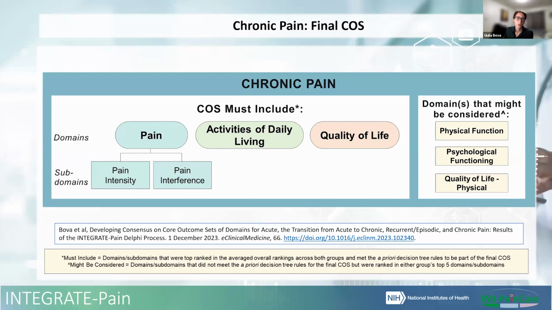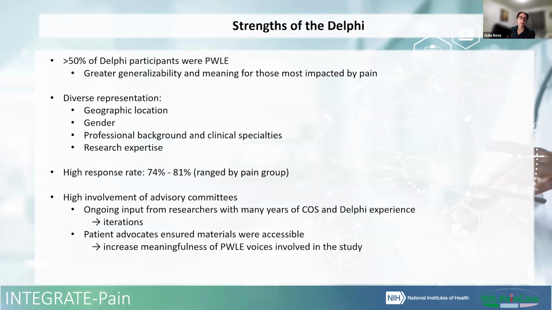So some of the strengths of this study, as I mentioned, it was a really large study, and we were very particular about including at least 50% of participants as people with lived experience, because a lot of core outcome set studies prior to this had not done that on their panels, or they only had a few representatives that were patient advocates. And we did this just because this means that the core outcome sets are more generalizable and meaningful for those most impacted by pain.